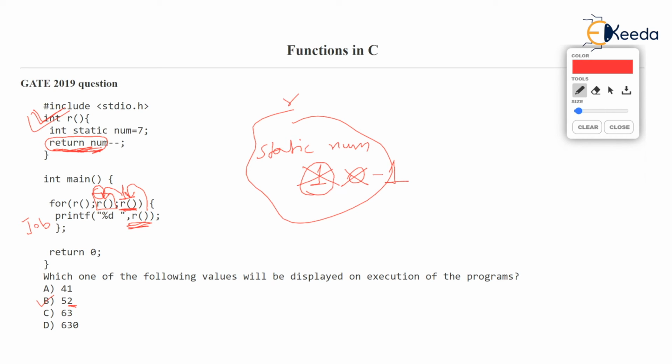But what is this 0? What is this 0 exactly? 0 means false, and this condition written in the middle here is false. So the for loop ends and the program ends. What a superb question, isn't it?